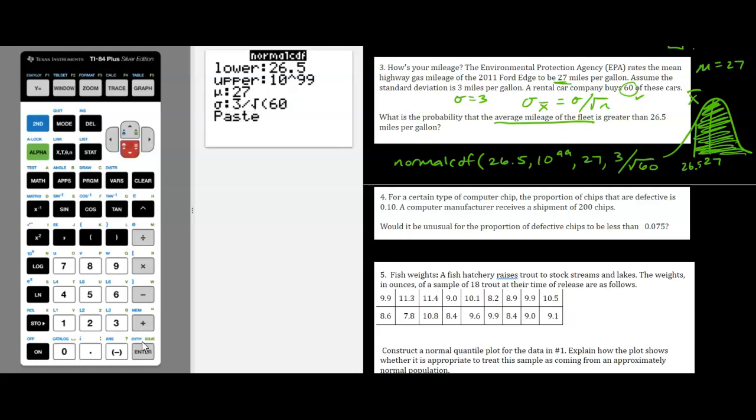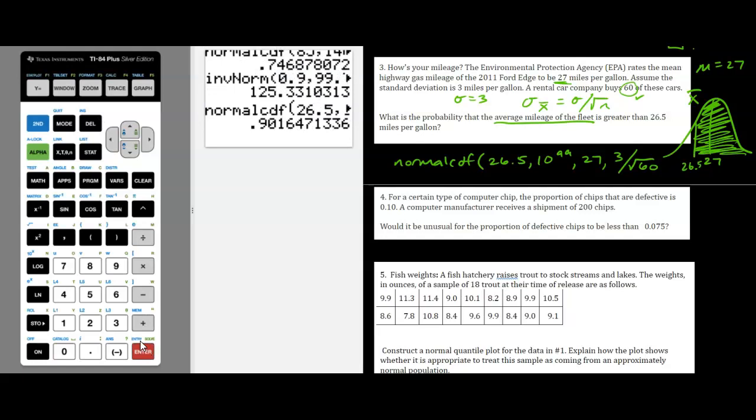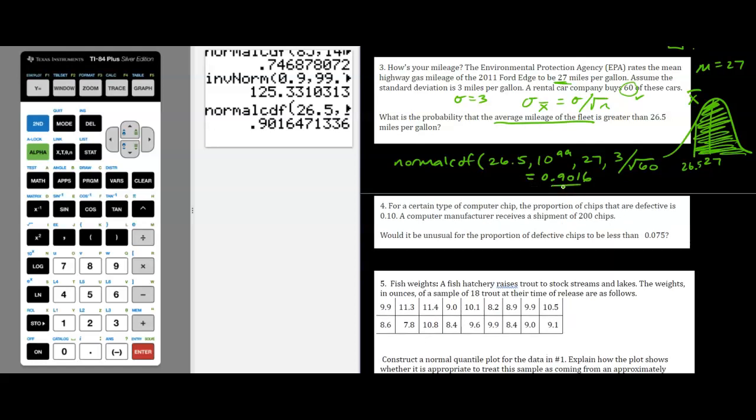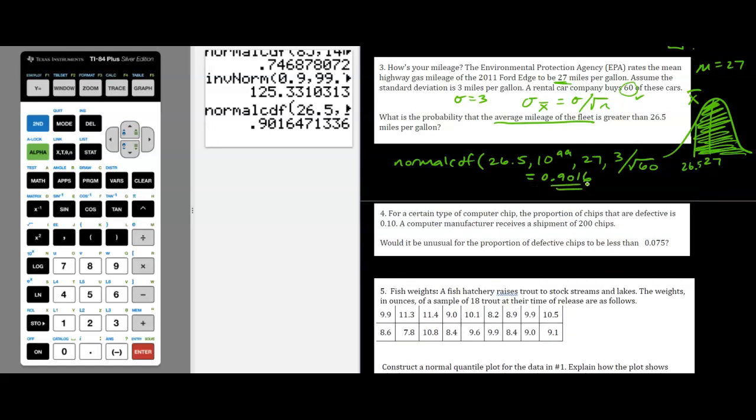And let's paste, and we get an answer of 0.9016. So we've got about a 90% chance that the sample mean is greater than 26.5. Now, I will continue with these next couple of examples in the very next video.